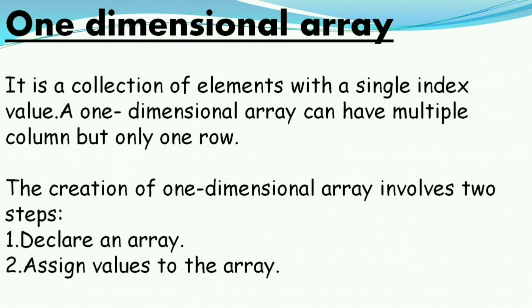One-dimensional array. It is a collection of elements with a single index value. A one-dimensional array can have multiple columns but only one row. The creation of a one-dimensional array involves two steps. First, declare an array, and second, assign values to the array. पहले array को declare करना, फिर उनमें value डालना.